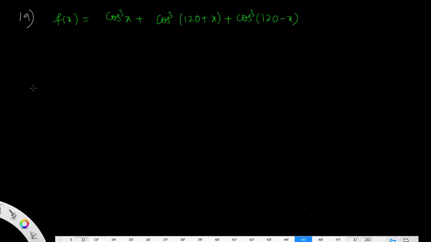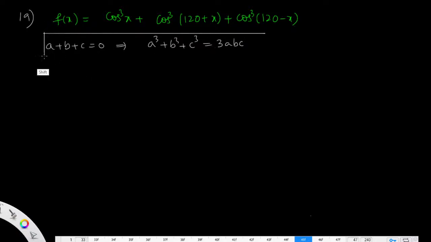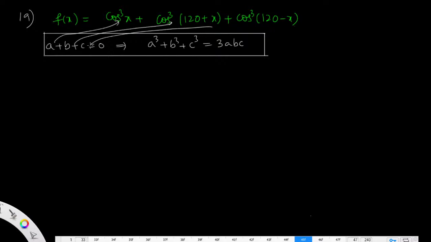In 8th standard we learn the formula: if a plus b plus c equal to 0, then a cube plus b cube plus c cube is always 3 times abc. This is the basic formula. If the sum of the values is 0, then a cube plus b cube plus c cube equals 3abc. Have you understood? In the place of a we have cos x, in the place of b we have cos of 120 plus x, and in the place of c we have cos of 120 minus x.